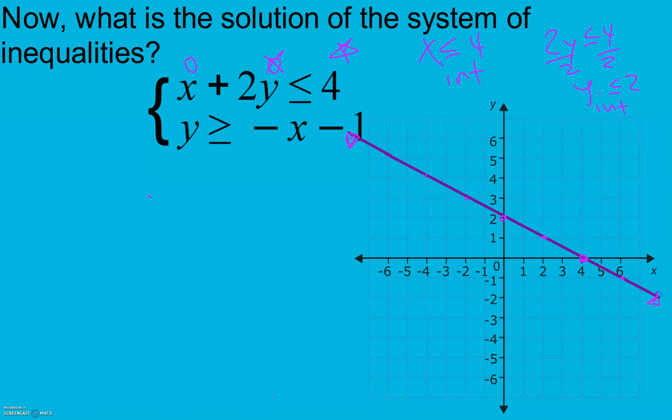My second inequality here is already solved for y. It's already in slope-intercept form. So I'm going to start at -1. And my slope is -1/1. So down 1 over 1, or we can go up 1, back 1, and draw in my line.